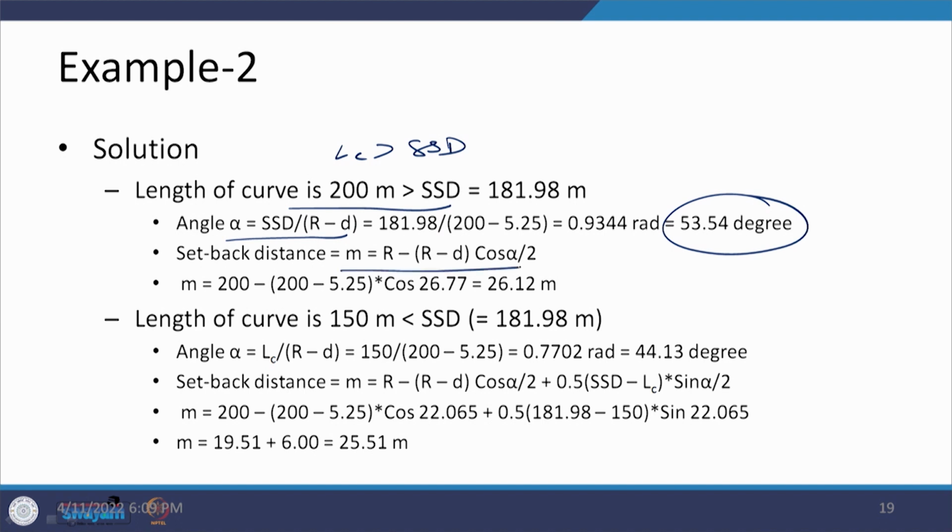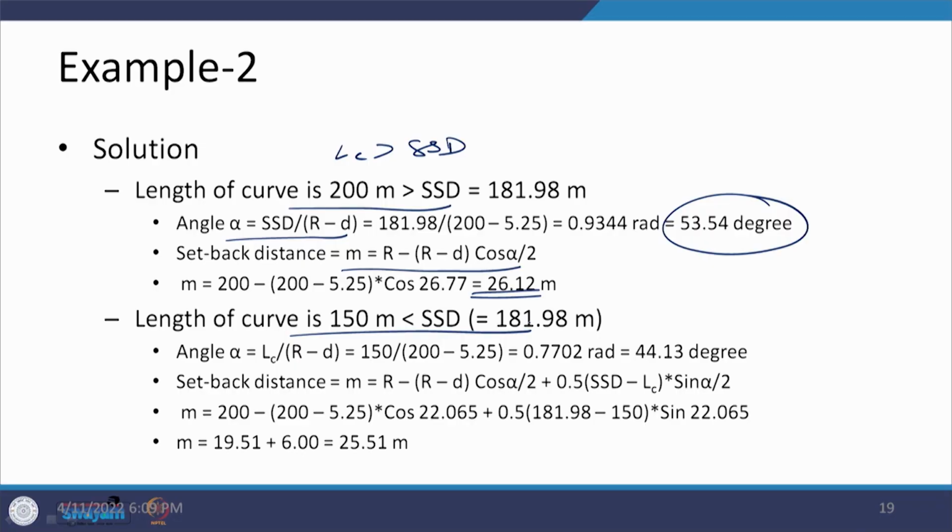So, the setback distance is given by r minus d into cos of alpha by 2, where alpha is known, r is known and d is known to us. So, d was 5.25, r was 200. So, we got 26.12 meters as the distance of the center line from the line of sight, so that there is no obstruction and the vehicles can move freely.